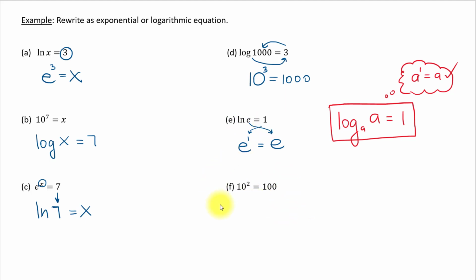And in our last example, we have exponential equation, 10 to the power 2 equals 100. To write down the equivalent logarithmic form, I put log that has base 10, which means that I don't need to write down the base. The result of raising 10 to the second power is 100. That's the value inside the logarithm. And logarithm itself equals an exponent, or the power, which is 2.